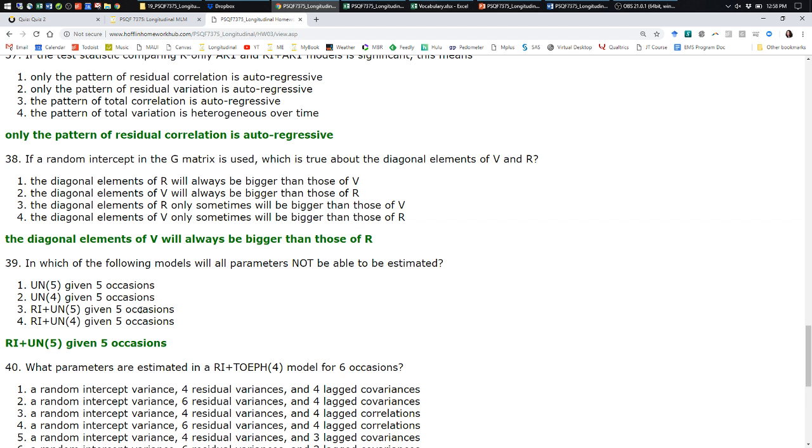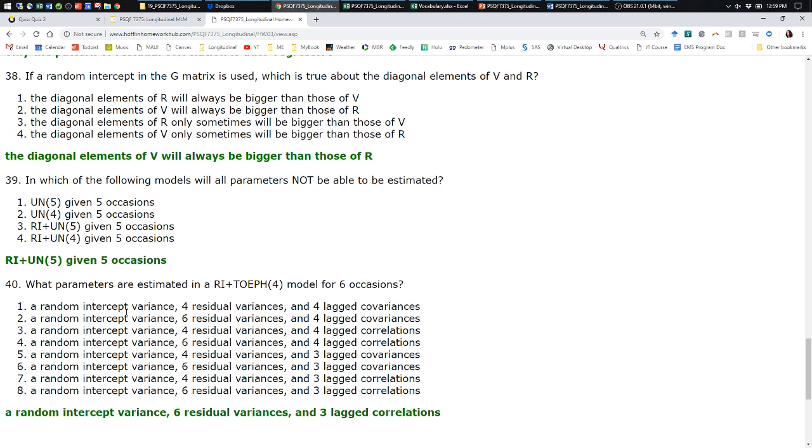Because you can't have the whole matrix be estimated and then one more thing. That is, SEM people, what would we call that? When you have more parameters than you have pieces of data to estimate them with? Under-identified. Yep, that's what this is. And R1 plus UN4 is just identified. It will fit the same as UN5. Just a different way of getting to the same place.